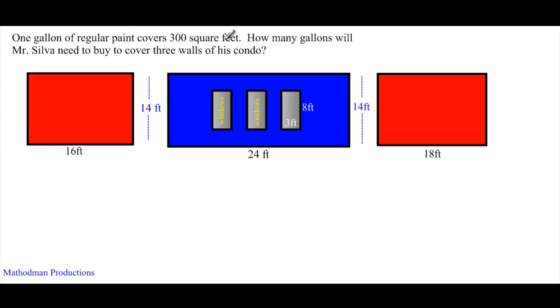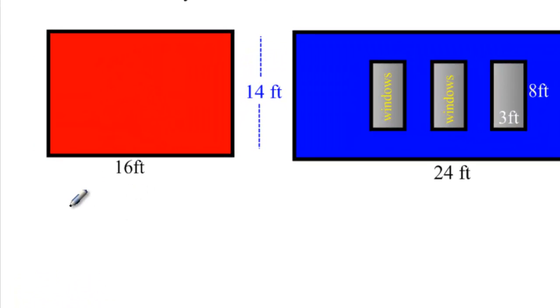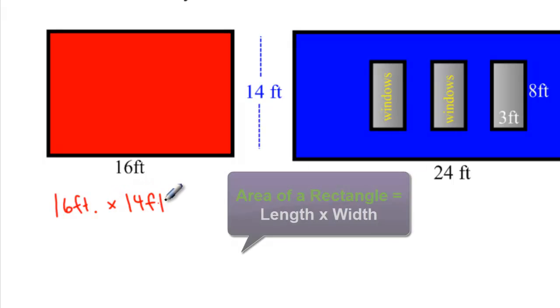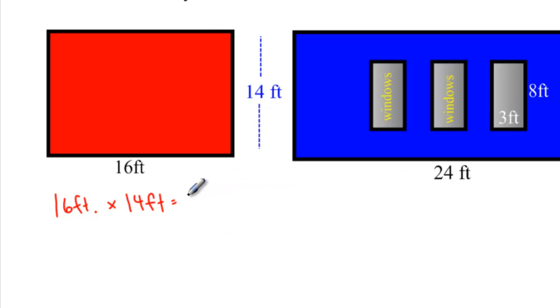1 gallon of regular paint covers 300 square feet. How many gallons will I need to buy in order to cover 3 walls in my condo? In order to do this, first I need to find the surface area of all 3 of my walls. Do the first red wall right here. To find it, all you have to do is multiply 16 times 14 to find the surface area for that first wall. 16 times 14 is just 224 square feet.